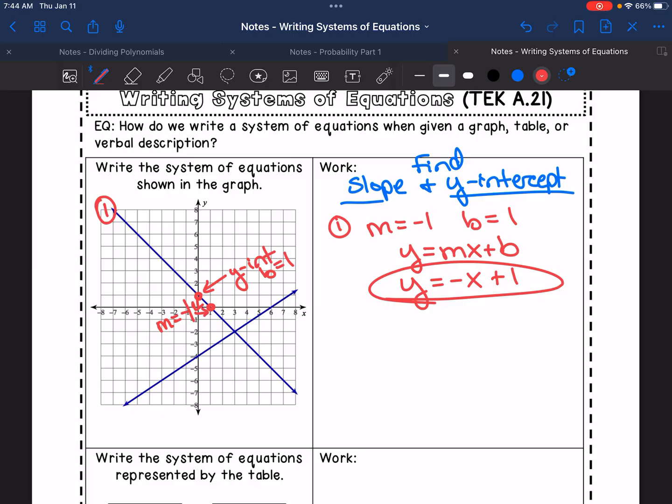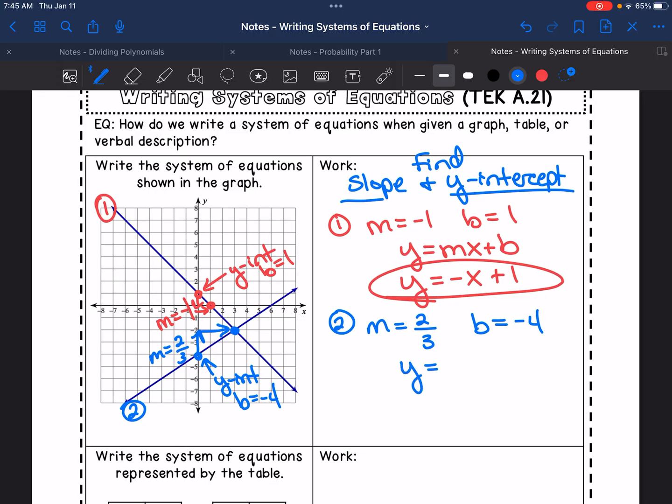Now for the other equation, we need to do the same thing. So that's going to be this line right here. I can see my y-intercept is at -4. To find my slope, I find another point on my line, and I can either do the slope formula or I can just count my rate of change. This is going up and right, so it's going up 2, right 3. So that'll be +2/3. Remember, if your line is going uphill, you should have a positive slope. If it's going downhill, it should have a negative slope. So plugging this into slope-intercept form, I get y equals 2/3 x minus 4.